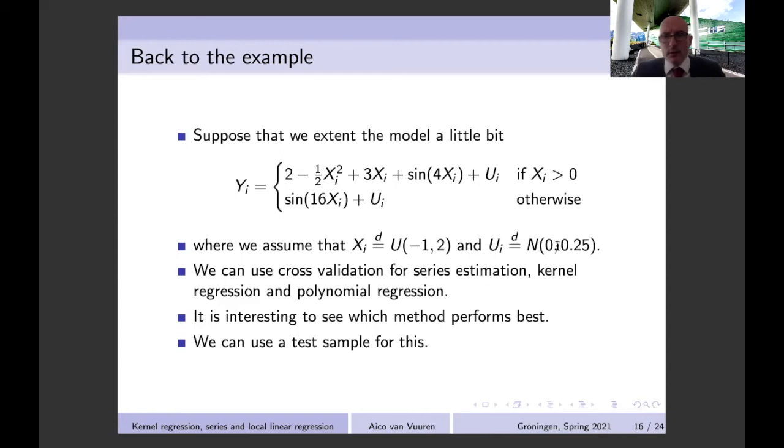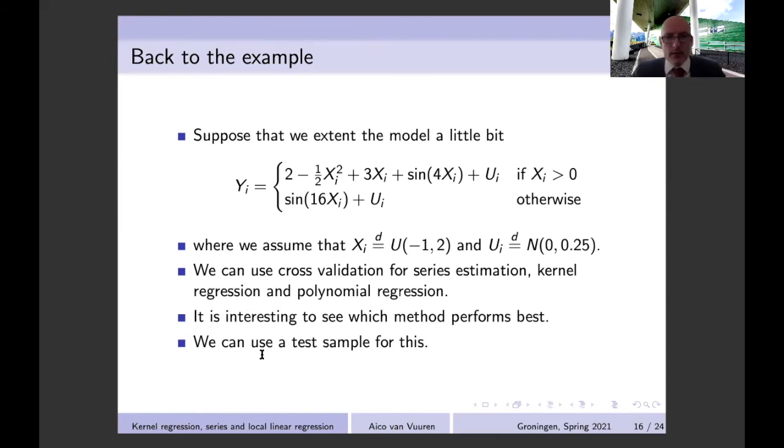And 0.25 is going to be the variance. And now what we would like to do is cross-validation for series estimation, kernel regression, and polynomial regression. And it would now be so nice to see which method is going to perform best.